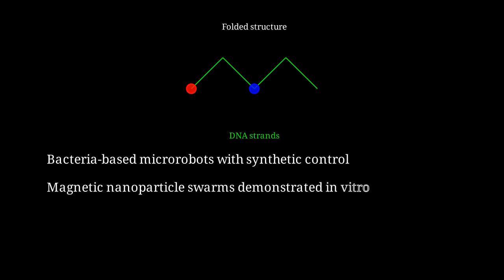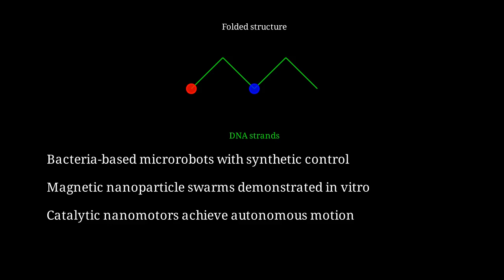Magnetic nanoparticle swarms controlled by external rotating magnetic fields have been demonstrated in laboratory settings. They can navigate through fluids, break up clots in test tubes, and deliver drugs to specific locations. Catalytic nanomotors that autonomously propel themselves using chemical fuel from their environment have been created. They achieve speeds of tens of micrometers per second, impressive at the nanoscale.